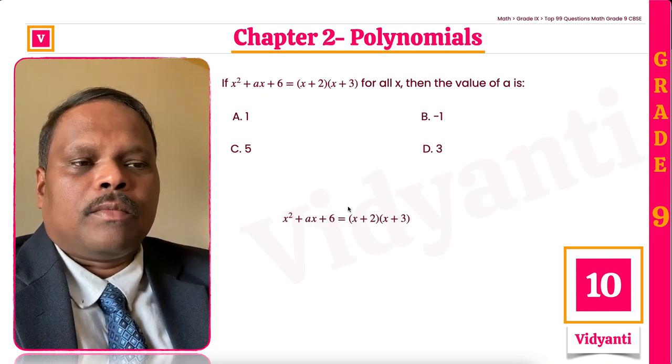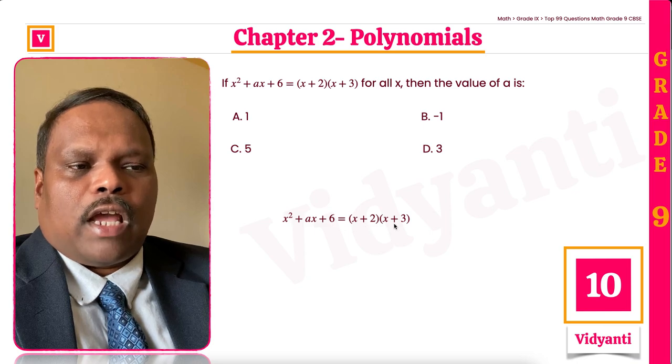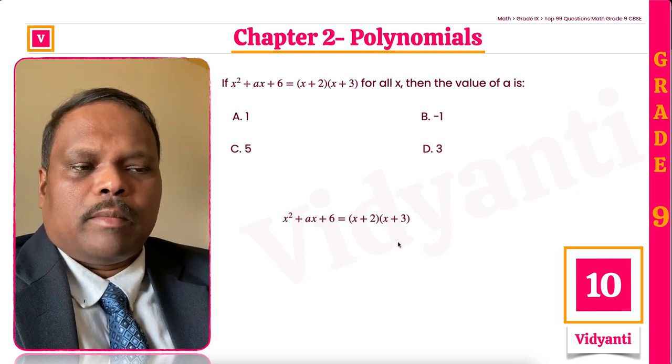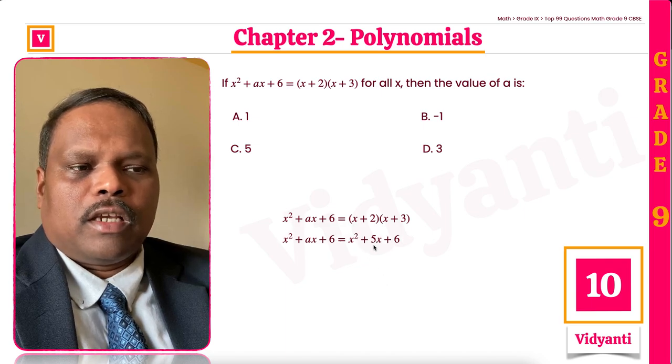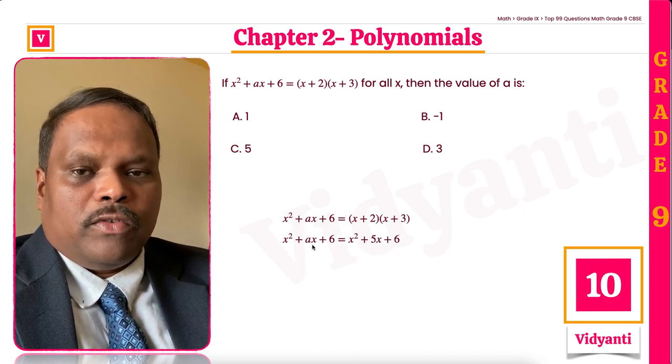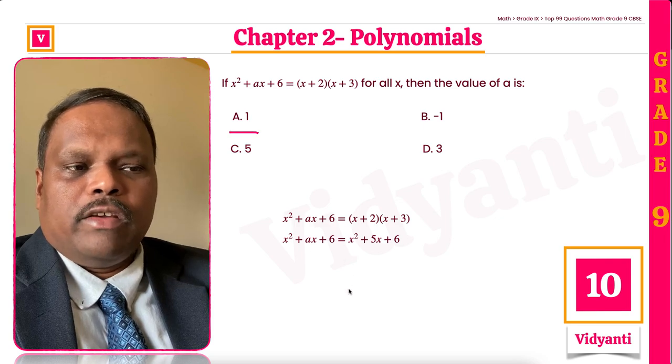Let's start. X plus 2 times x plus 3 will be x multiplied by x plus 3 and then 2 multiplied by x plus 3. So that will come out to be x square plus 5x plus 6. Now if you compare that with the x coefficients, A will be simply 5.